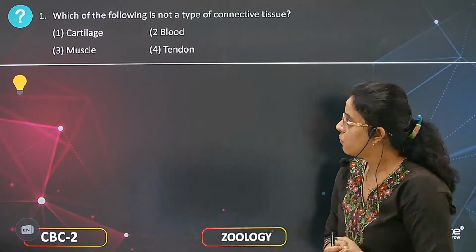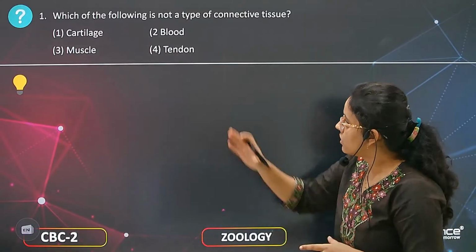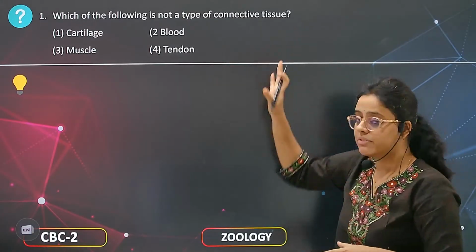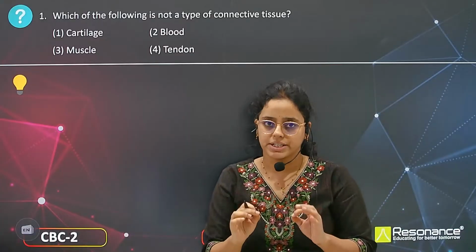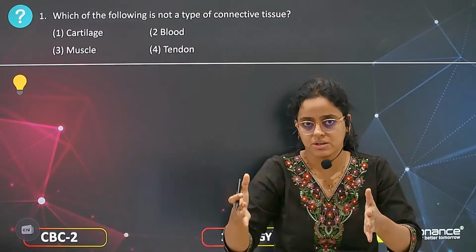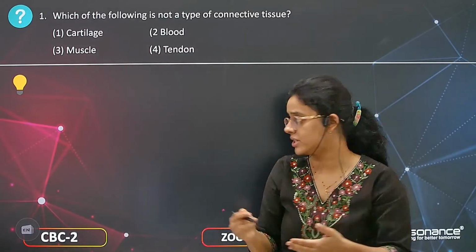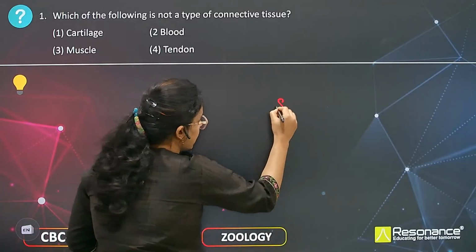So according to you, what is the answer here? Which of the following is not a type of connective tissue? Basically, what is connective tissue? It is connecting two structures. Cartilage is a connective tissue, as I have just revised, a skeletal connective tissue.